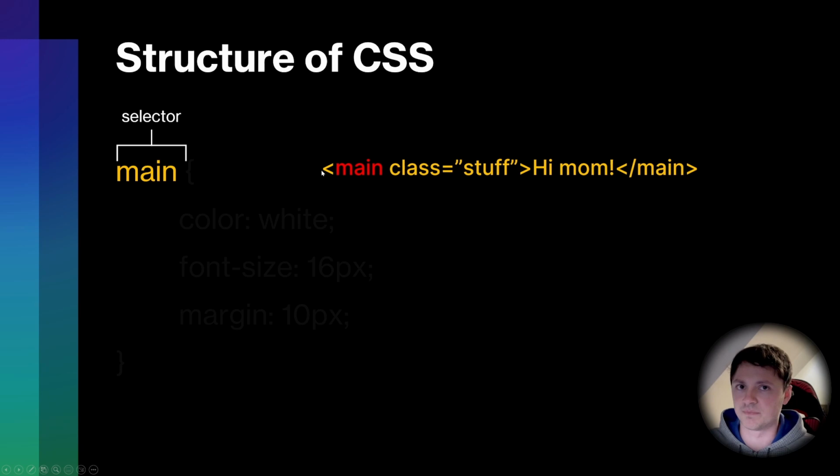the documentation suggests that you should have only one main element. So this selector will be kind of unique, but if you use something other like paragraph, let's say, then it will be applied to every paragraph, unless you specify some other rules, which we'll take a look at later.